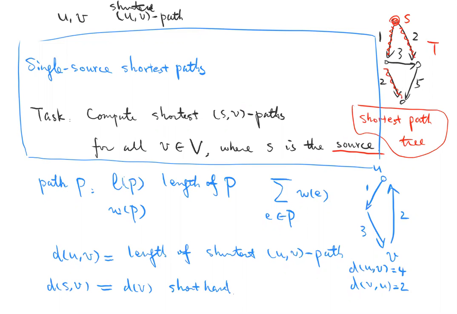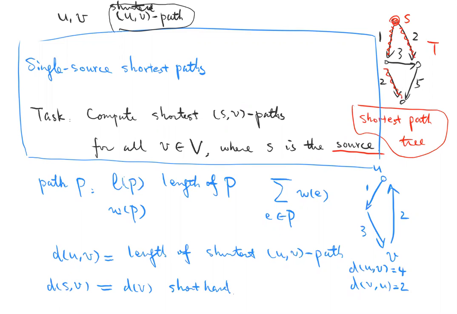But it seems we don't know how to do better for the single pair shortest path problem. Basically, to solve the single pair problem, we need a single source shortest path. We don't know how to do better. So actually, in order to compute the shortest path between two vertices, in the worst case we need to compute a single source shortest path from U.